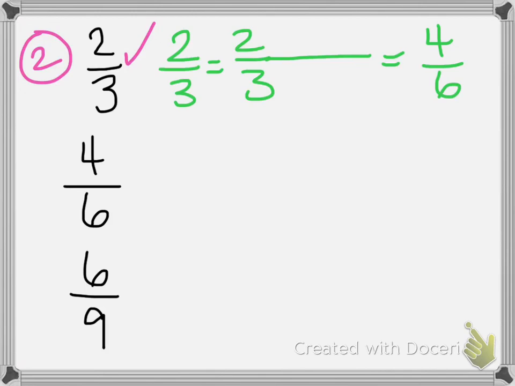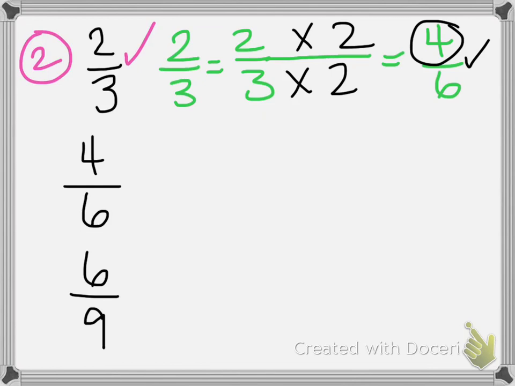Well, 2 is smaller than 4, so I know I'm going to be multiplying. I can only ever multiply or divide in this case to find equivalent fractions. So I know I'm going to be multiplying, and I ask myself 2 times what is going to give me this 4 over here? Well, I know 2 times 2 is 4, and if I multiply my numerator by 2, I also have to multiply my denominator, and 3 times 2 is 6. So yes, those are equivalent fractions.